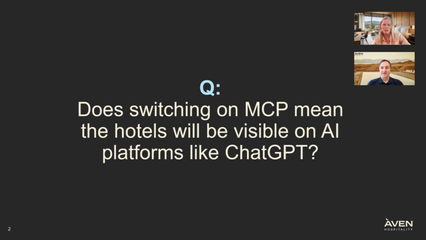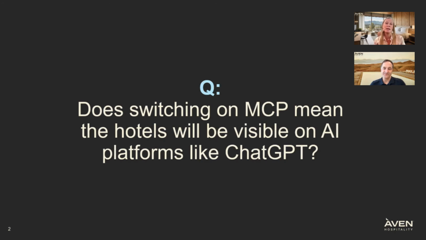You always do that well, Mark, so thank you. All right, so I'm gonna fire away with a few questions, and hopefully you can enlighten us all on how these things are playing in. So first off, does switching on MCP, or Model Context Protocol, mean the hotels will be visible on AI platforms like ChatGPT, but not limited to?